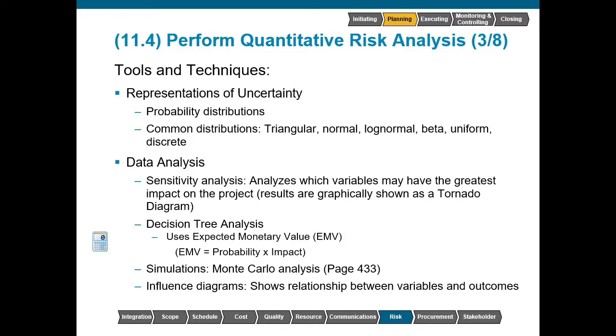This uses a concept called expected monetary value, which is a formula represented as probability times impact. We could also use simulations, such as a Monte Carlo analysis, which is a random iterative computer simulation. After entering in a range of expected outcomes, the computer will go ahead and select them randomly and offer a probabilistic distribution that could show us the likelihood of any one of those outcomes occurring. And finally, we have our influence diagrams, which show the relationship between variables and their potential outcomes.